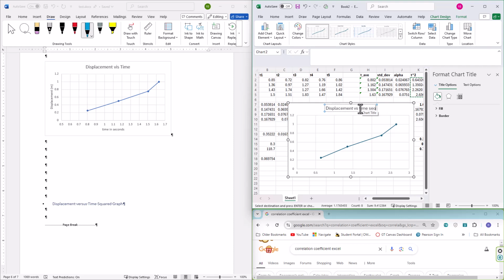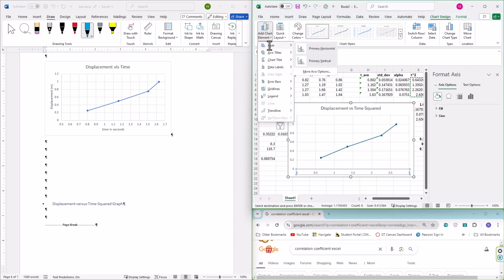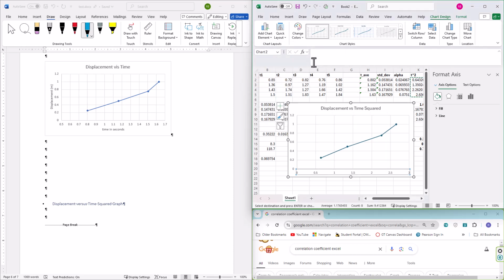There's a way to put the 2 as a superscript, but I'm not going to deal with that right now. But since this is a title, we should probably have this in title case. All right, there we go. Once again, we want to add our axis titles. So add chart element, axis titles, primary horizontal. That is going to be time squared in seconds squared.